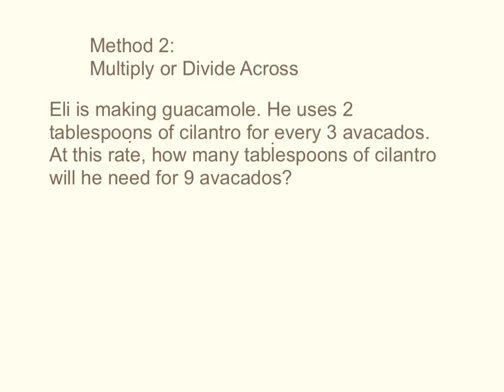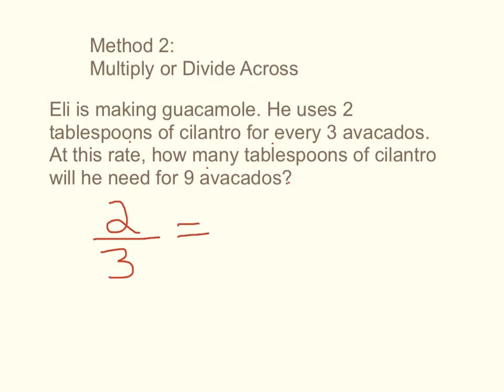The next method we're going to look at is multiplying or dividing across. Here's our example. Eli is making guacamole. He uses 2 tablespoons of cilantro for every 3 avocados. At this rate, how many tablespoons of cilantro will he need for 9 avocados? So we're going to start with our initial rate. 2 tablespoons of cilantro for every 3 avocados.